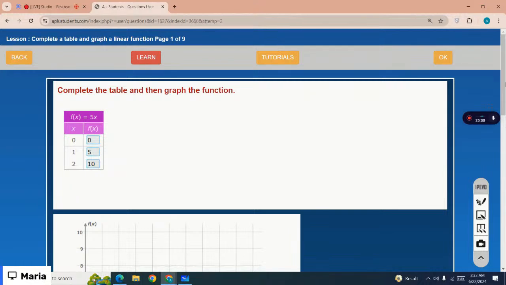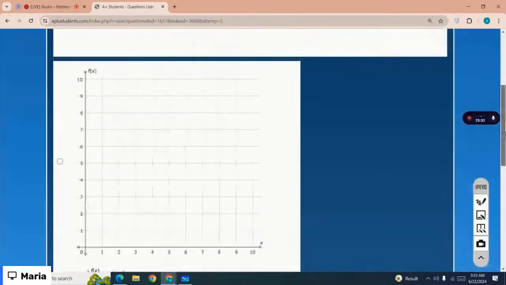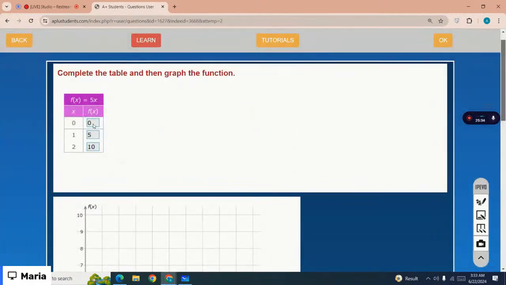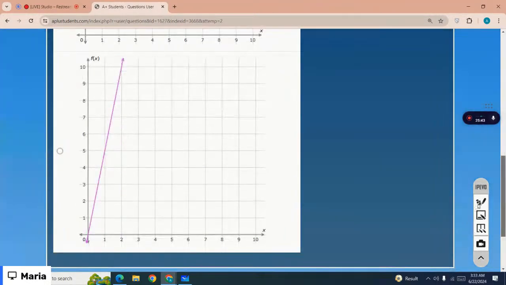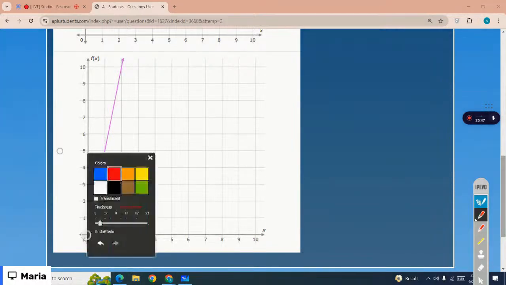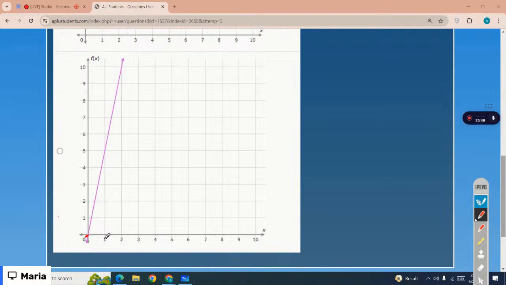Basically, you have to match this table of values with the graph, right? When x is 0, y is 0. When x is 1, y is 5. When x is 2, y is 10. Here you are not given any line. Let's just match this, right? When x is 0, y is 0. Here you have it. When x is 1, y is 5. When x is 2, y is 10. So that is the graph that matches the exact values in the table. So that means that is the graph of the given equation.